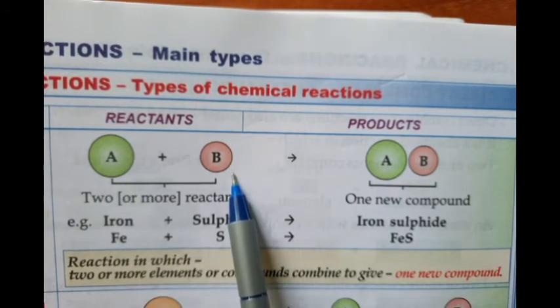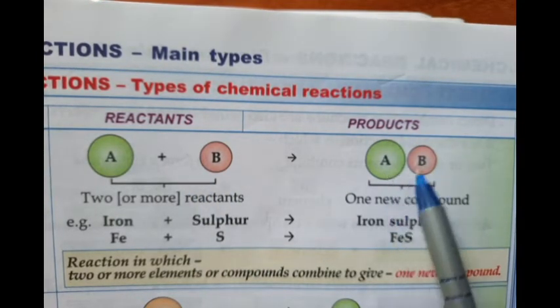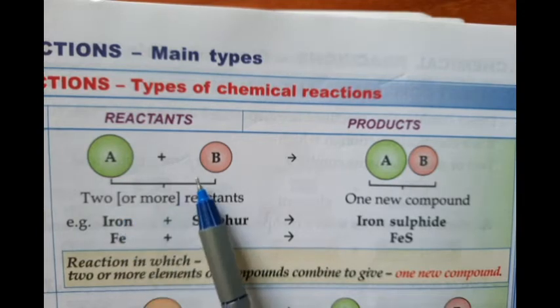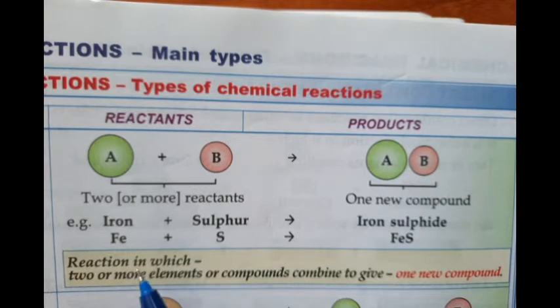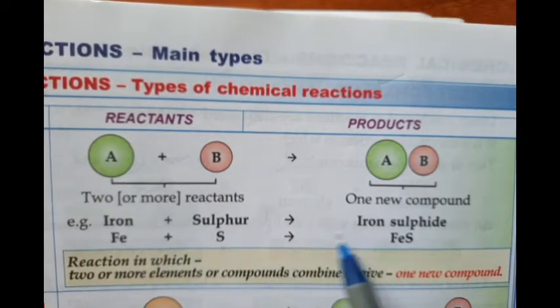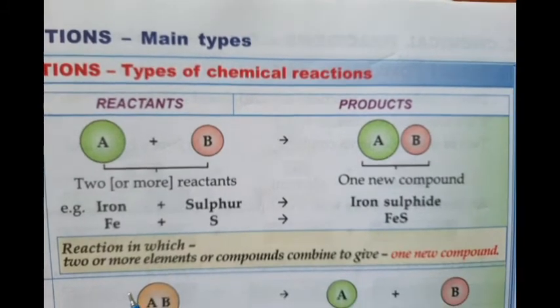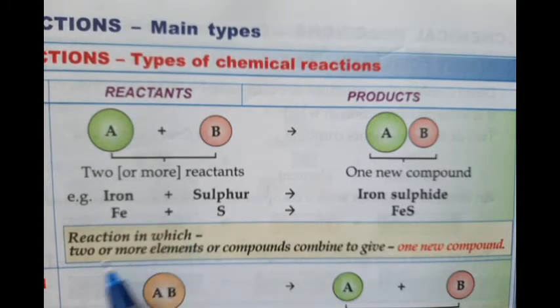When two compounds, or sometimes more than two, combine to give you a single product, that is called combination reaction. So when two or more reactants combine to give a single product, that is called combination reaction. And one example you can see below: iron plus sulfur, when they react we get iron sulfide. So the definition is given here. Direct combination reactions are those reactions in which two or more elements or compounds combine to give one new compound.